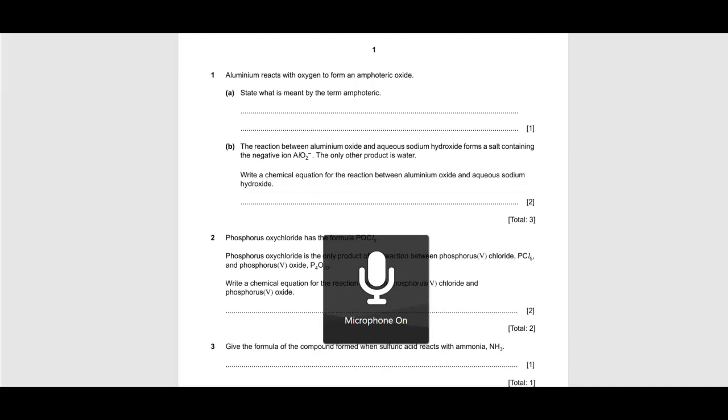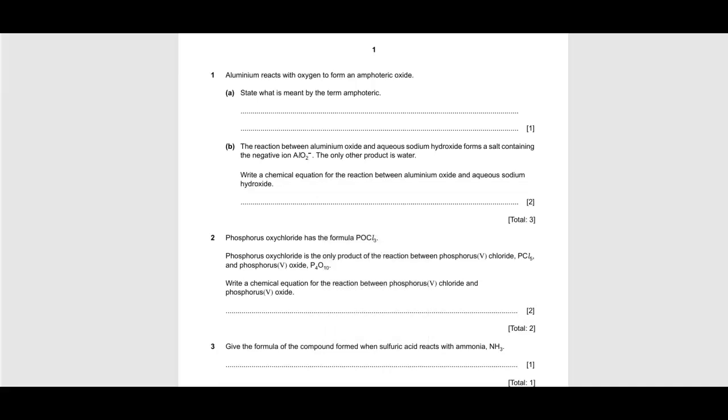So let us continue. The meaning is it means that it can react with acids and bases.